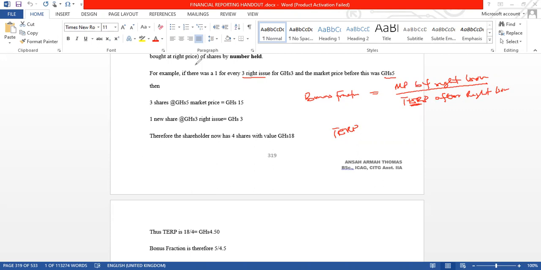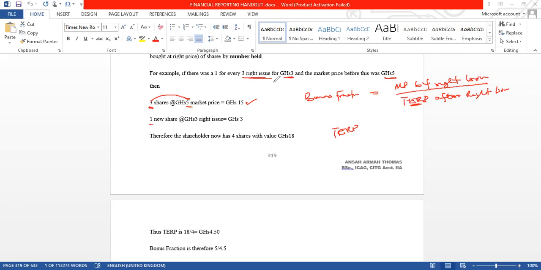All right, so what you see here is that before you have 3 shares, as you see here, and for these 3 shares, the price was 5 cedis, as you see here. So you need to multiply your 3 by 5, and you will get what? 15 cedis. All right. Now, they brought in this one new share at 3 cedis. That is the price here. That one new share will be at 3 cedis.